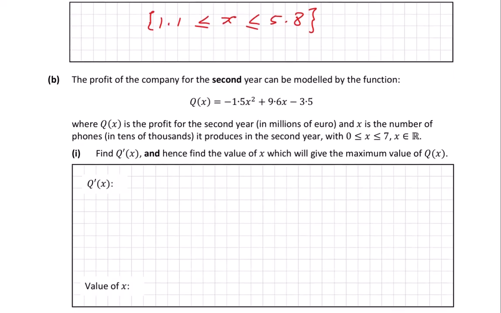Okay, so the profit of the company for the second year can be modeled by the function q of x equal to minus 1.5x squared plus 9.6x minus 3.5, where q of x is the profit for the second year in millions of euros, and x is the number of phones in tens of thousands it produces in the second year. This time x is between 0 and 7, x is real. Find q prime of x and hence find the value of x which will give the maximum value of q of x.